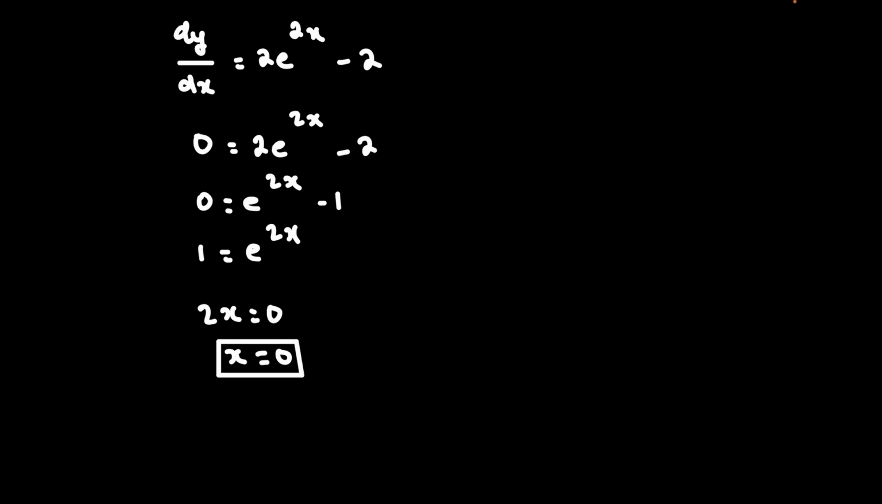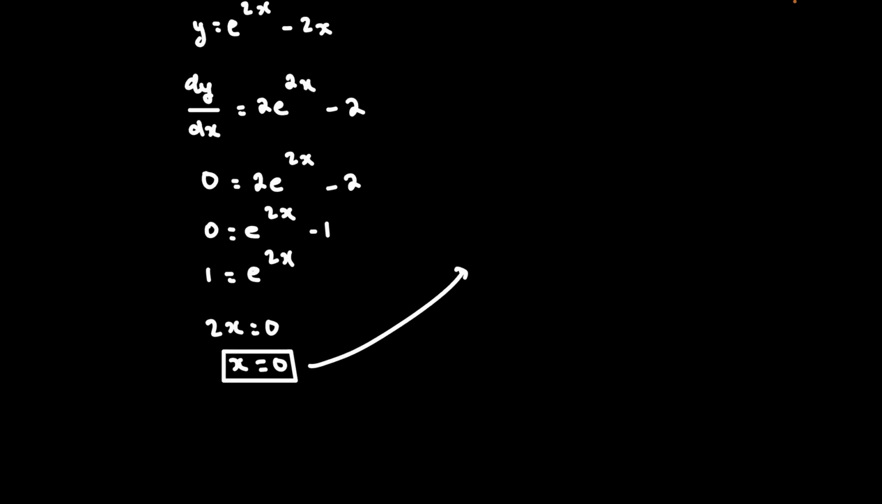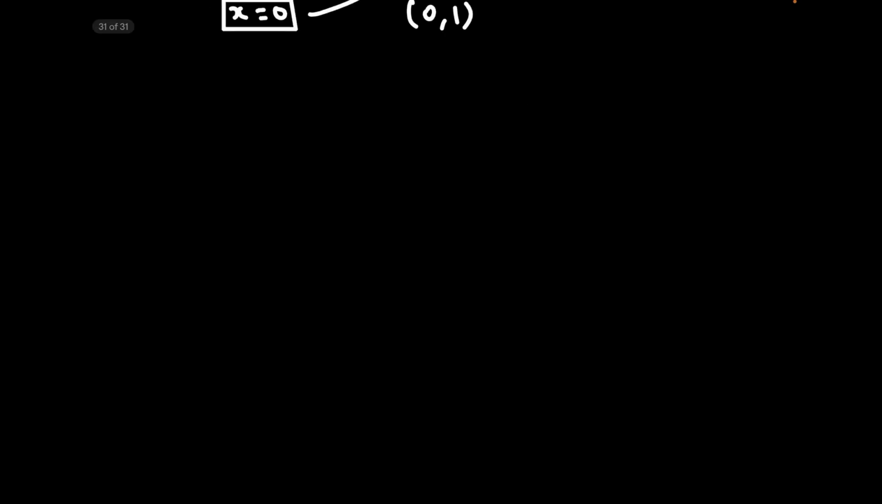And now to work out the corresponding y value, all we have to do is substitute that back into the original function. So the y value when x equals 0 is simply e to the power of 2 times 0, take away 2 times 0. And e to the power of 0 is always 1, minus 0, which is just equal to 1. So our coordinates would be (0, 1). That is where the stationary point occurs for this function here. Let's keep going.